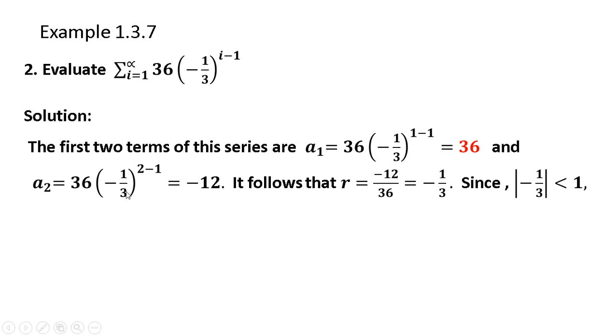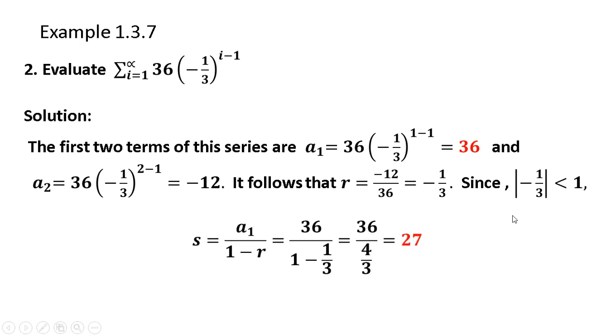That is 36 divided by 3. 36 divided by 3 is 12. And 2 minus 1 is 1, so the 1/3 remains. So it follows that r is a sub 2 over a sub 1. So we have negative 12 over 36. Our r is negative 1/3. Since the absolute value of negative 1/3, that is positive 1/3, is less than 1. Absolute value is always positive. That is less than 1. So we'll use 1/3 here for r.